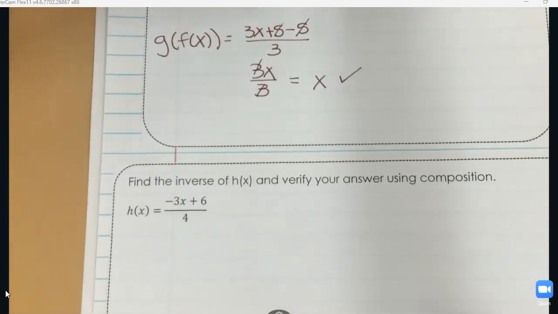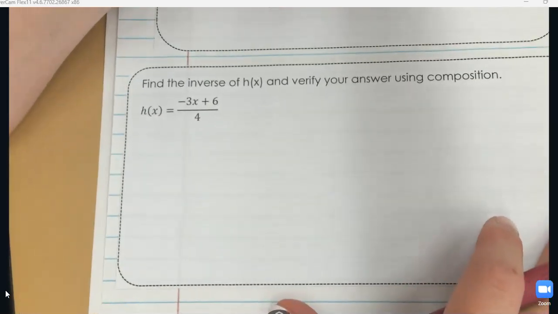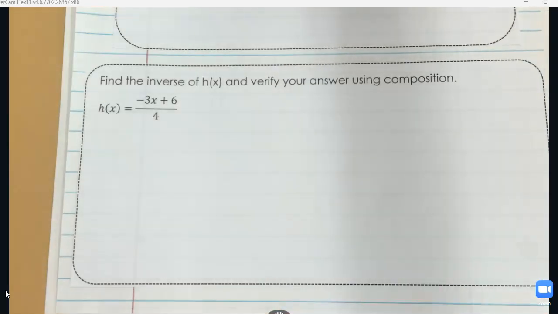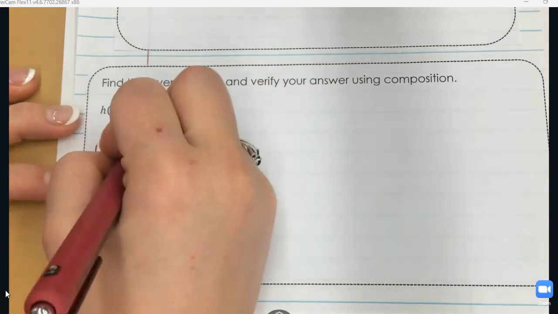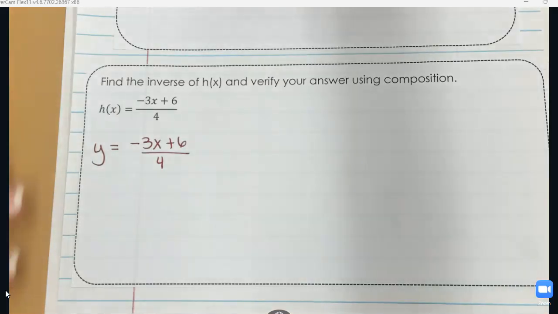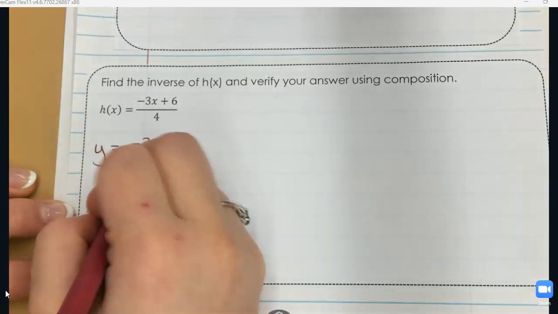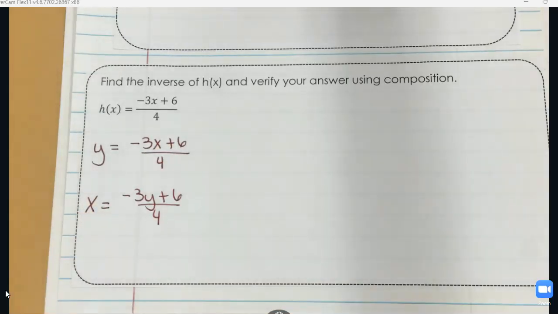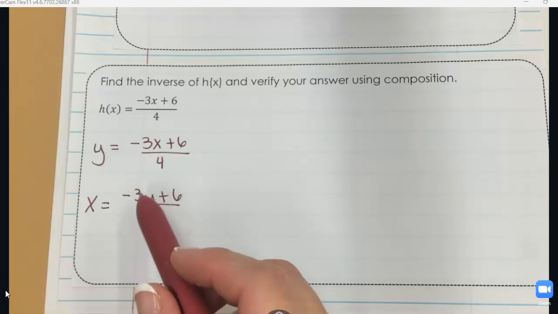So we are going to end this out by first finding the inverse of h, and then we are going to verify our answer using composition. So quick refresh from last time. I'm going to rewrite this in y equals notation. Then I'm going to switch the x and the y. So x equals negative 3y plus 6 over 4. And now we are going to use algebra and order of operations to get y by itself again.